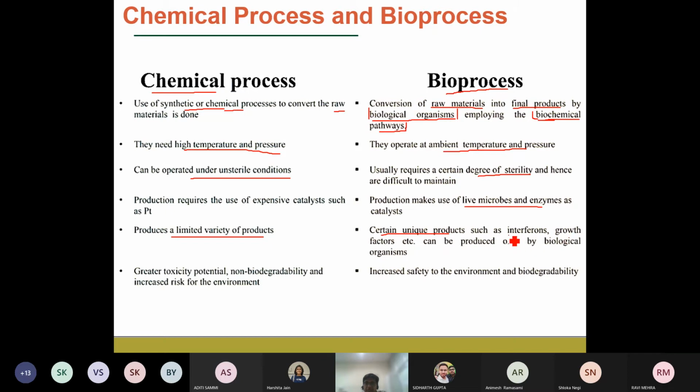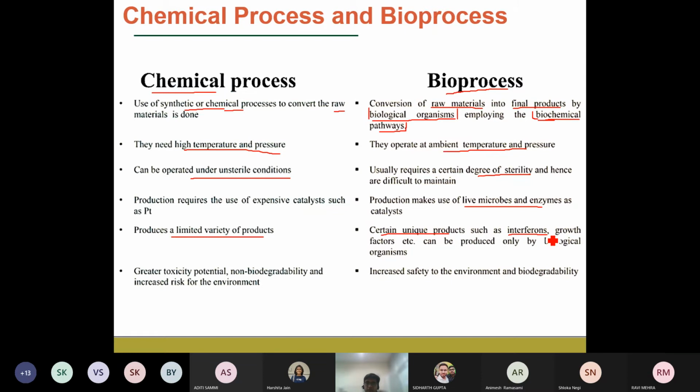Interferons are chemicals required for the treatment of diseases like cancers, and also for vaccines, and you must have heard by now the term steroids. All these can be produced, and some are unique things that cannot be produced by any chemical process. For example, insulin, which is required for diabetic patients, cannot be produced by any chemical process. It is produced by the bioprocess. Insulin is produced by humans, and it cannot naturally be produced by any other microorganisms or animals.